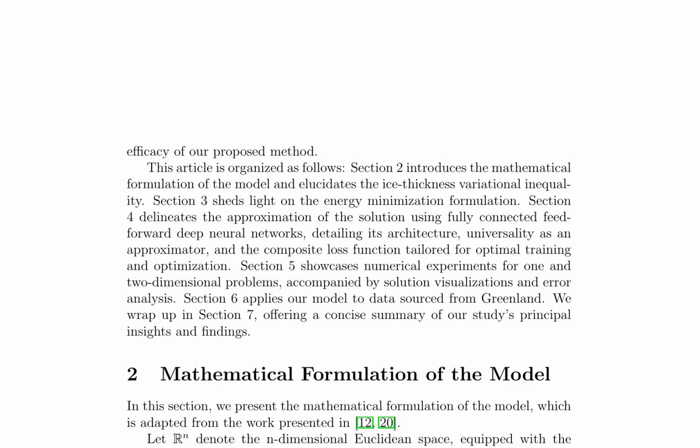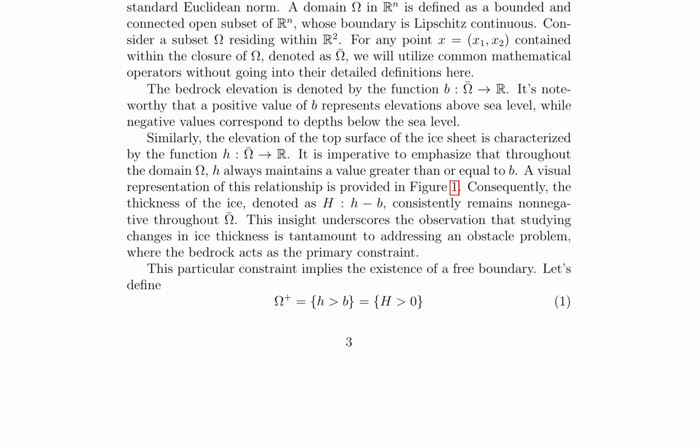The mathematical formulation of the model, adapted from previous studies, defines a domain omega within R2 as a bounded and connected open subset with a Lipschitz continuous boundary. The bedrock elevation is represented by the function b, where positive values indicate elevations above sea level and negative values represent depths below it. The top surface elevation of the ice sheet, denoted as h, always maintains a value greater than or equal to b throughout the domain omega. This relationship is visualized in Figure 1.